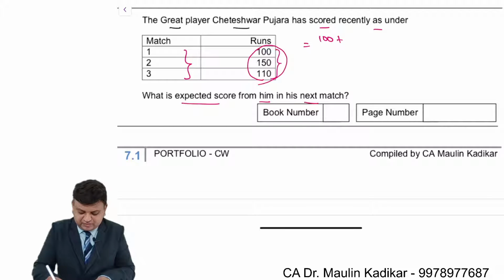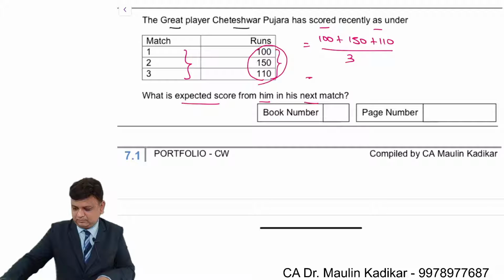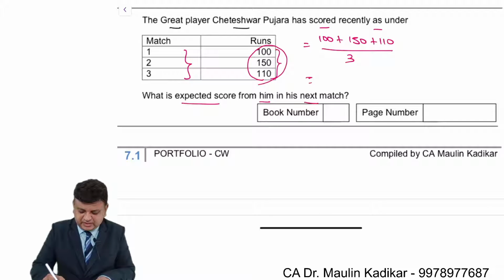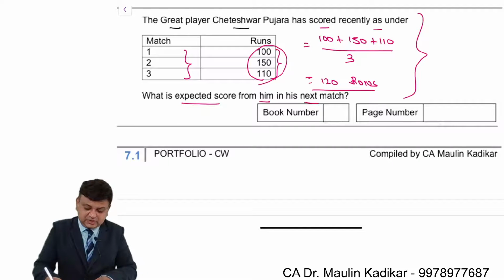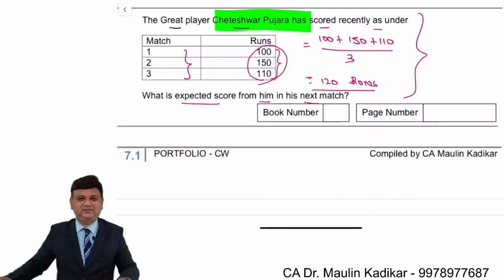However, generally we can say that the average of this is the expected score from him in his next match. So 100 plus 150 plus 110 divided by 3, so it comes to 120 runs. So 120 runs is what we understand is the expected score of Cheteshwar Pujara in his next match. That is what we understand.